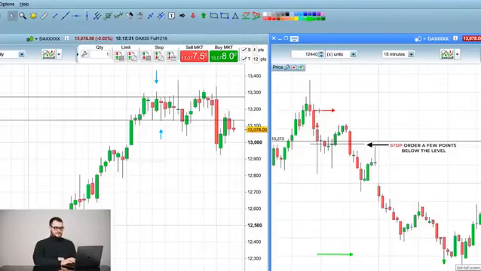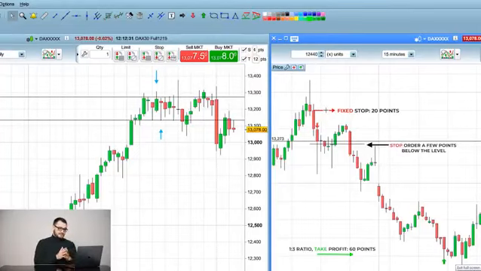Now, the stop here is also fixed because the technical one would have been here, and it's too much. So the fixed one is going to be just enough, and it's going to be 20 points. Since I saw this one right here, and this level was also quite a strong one because of the paranormal candle and its body, plus this confirmation right here, I did not have too big of an expectation, and I did not want to risk too much and wait too long.